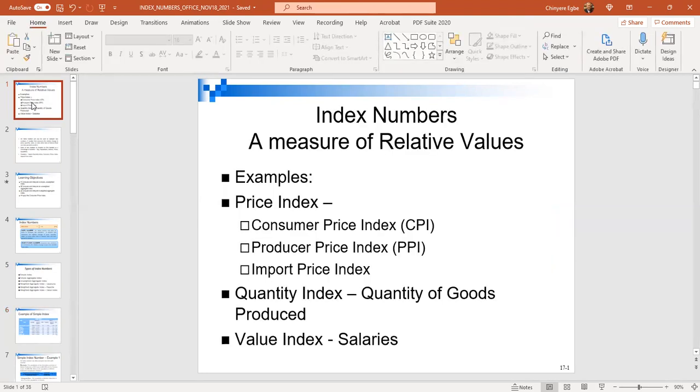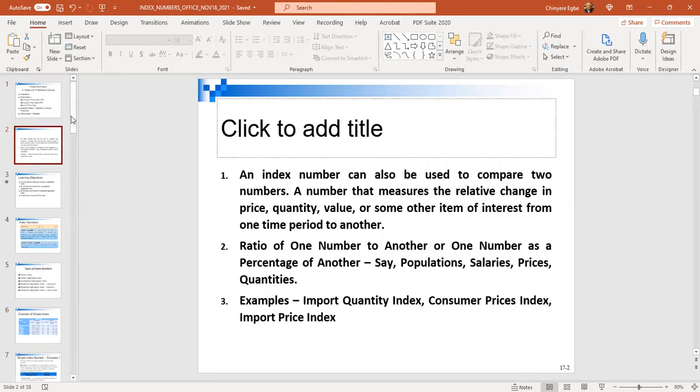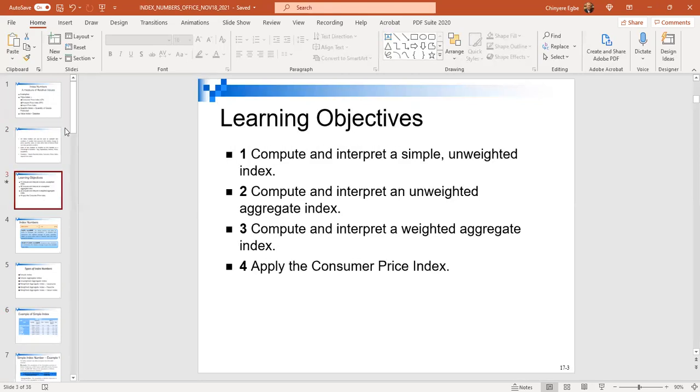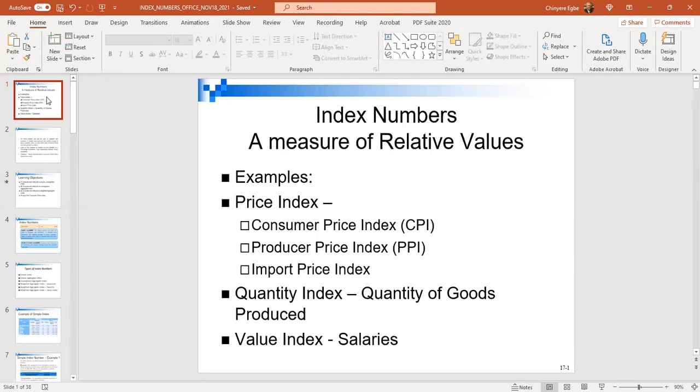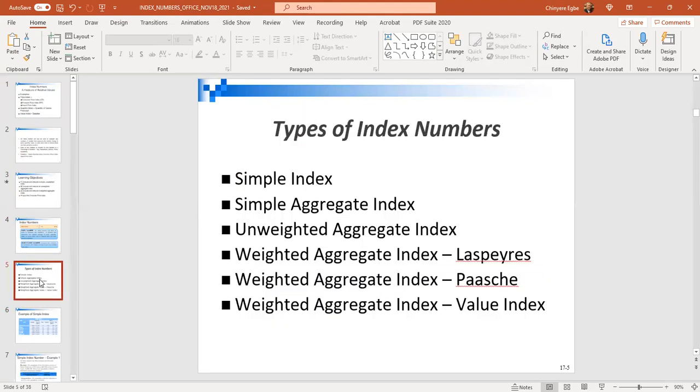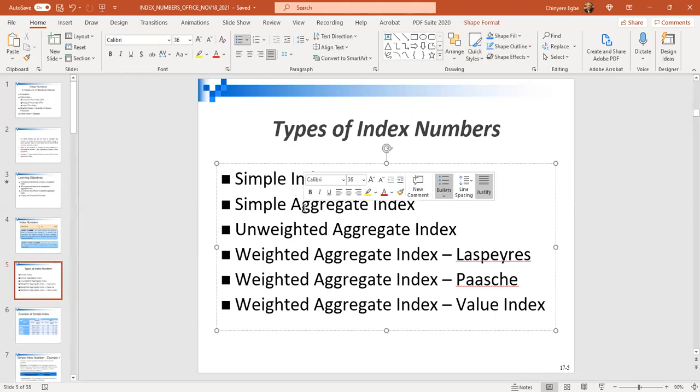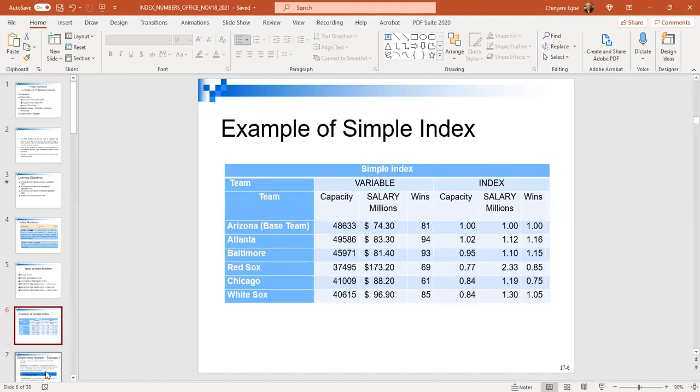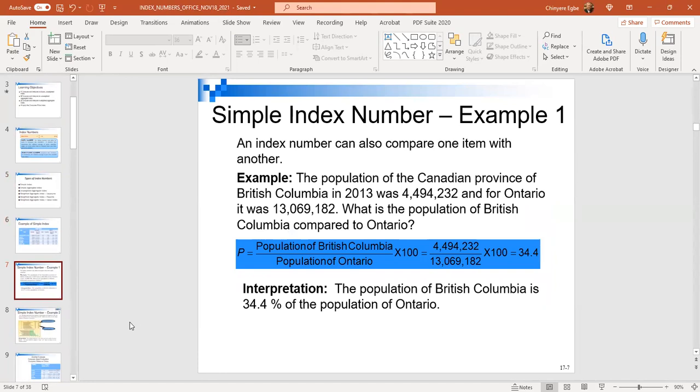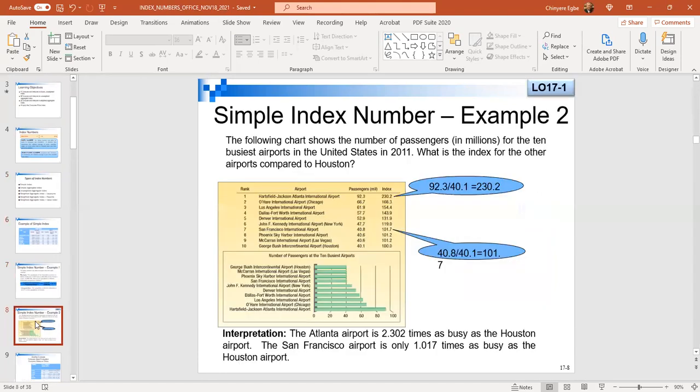Okay, so we go from simple index. I think we identified different kinds of index. Didn't I talk about different kinds of index? Okay, all right. So we go from a simple index and we go into simple aggregate index. Now here we are talking about aggregate index, and a simple aggregate index. Okay, all right. So that's a simple index, and this is very simple. We just illustrated that already.